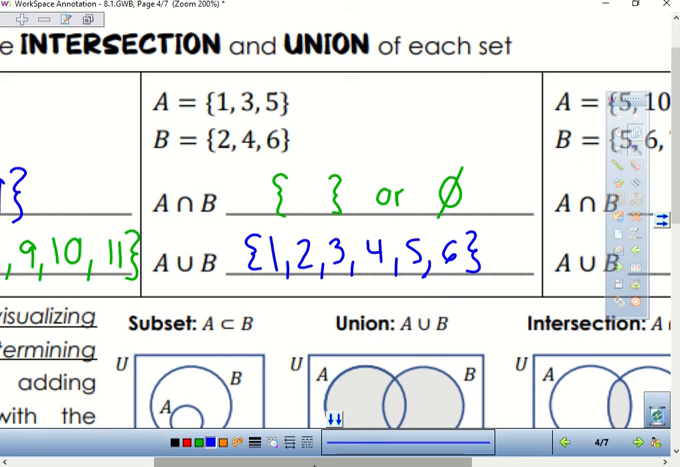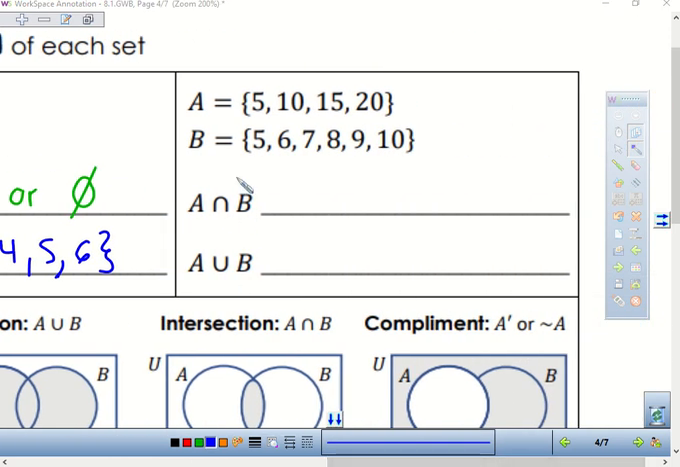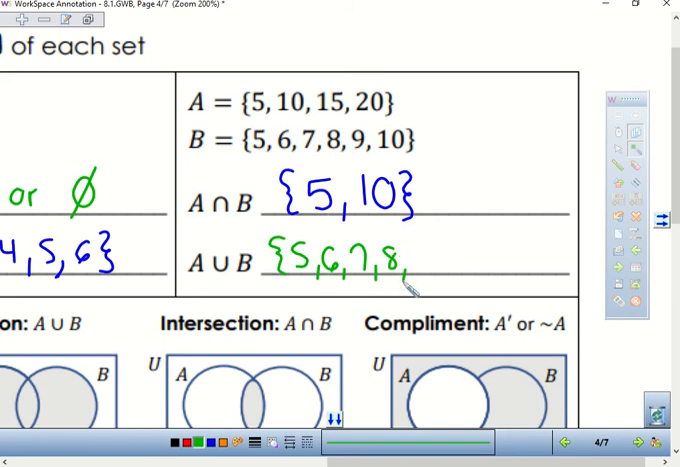So do we have any questions about that? All right, let's try the next one. So what is this? I'm looking for what the sets have in common, which is what? 5 and 10. Good, 5 and 10. And the next one, we're just merging the two sets together. So 5, 6, 7, 8, 9, 10, 15, and 20. So merging the sets versus finding what they have in common. So do we have any questions about that so far?